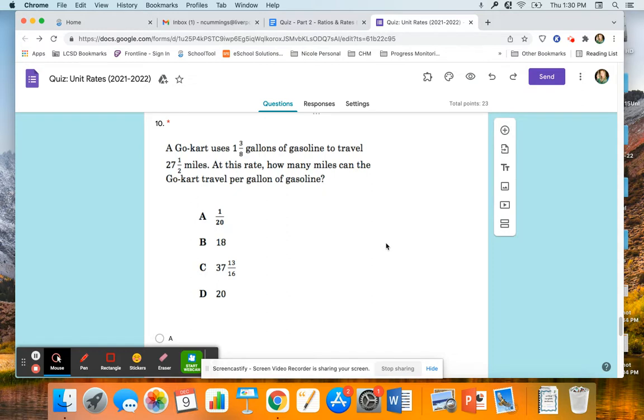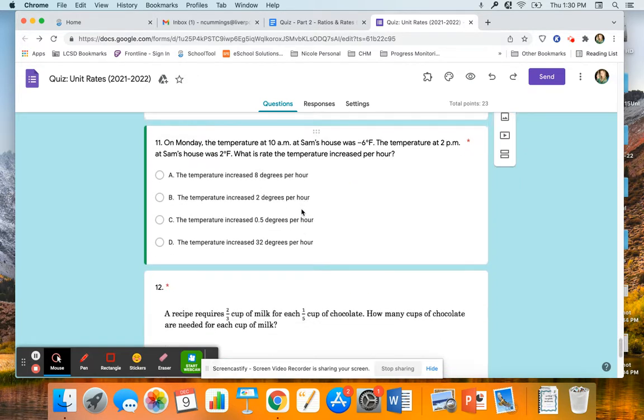Number 10, a go-kart uses 1 3/8 gallons of gasoline to travel 27 1/2 miles. At this rate, how many miles can the go-kart travel per gallon of gasoline? Set up the ratio, put it in your calculator.